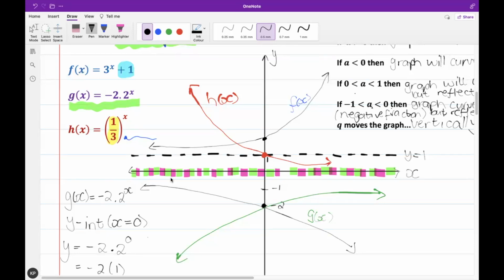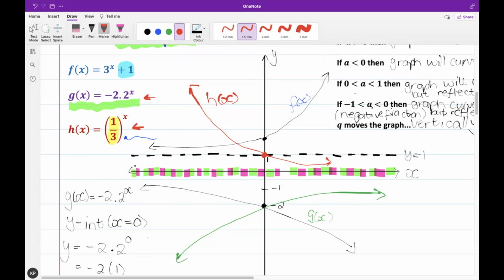Because there is no x-intercept. Thank you, it doesn't even pass the x-axis. For these 2 graphs that didn't have Q, I said my asymptote is always the x-axis, and an asymptote means you're not even going to touch the x-axis.